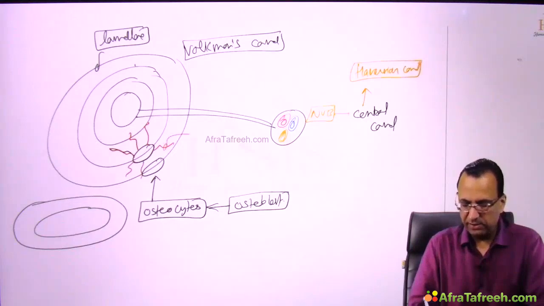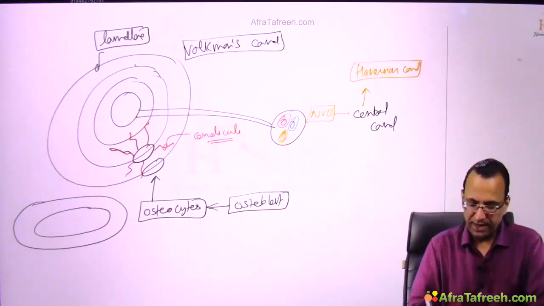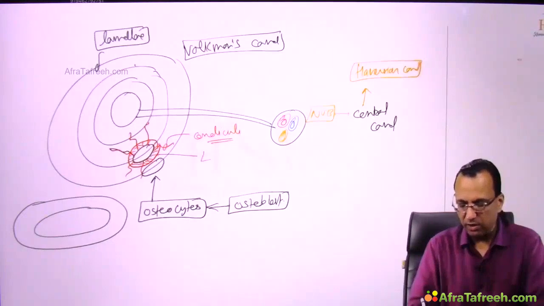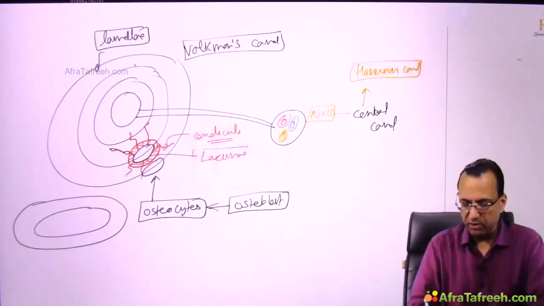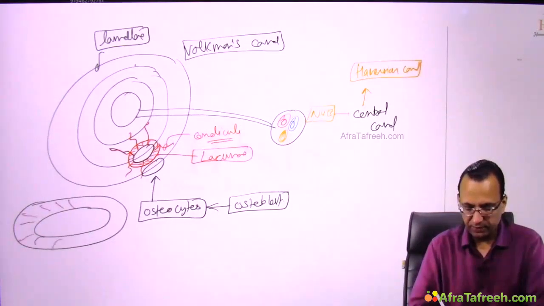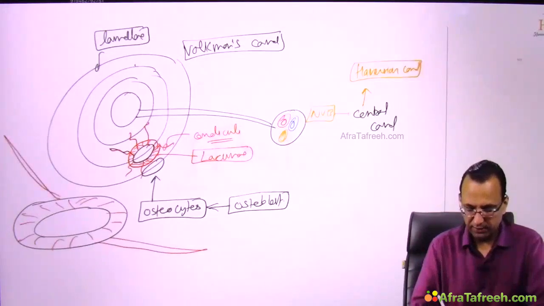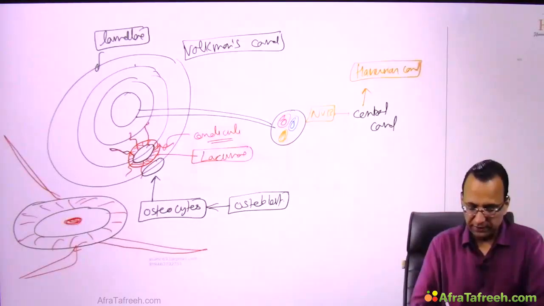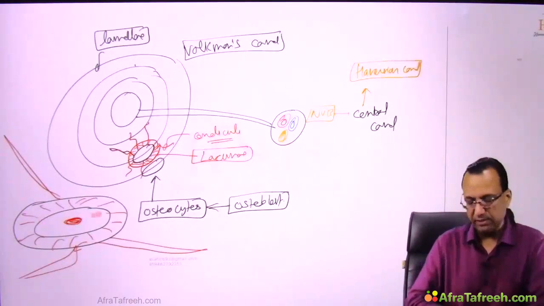So you are telling these are the canaliculi, small canals? Yes. And the osteocyte itself is in a large canal? Yes. It is called lacuna. So the osteocyte is in a lacuna. Yes, this is the lacuna. And from the lacuna, what is going outside? Canaliculi. So this is the osteocyte. Yes, this is the osteocyte, but it is in a lacuna, and that lacuna is having canaliculi.